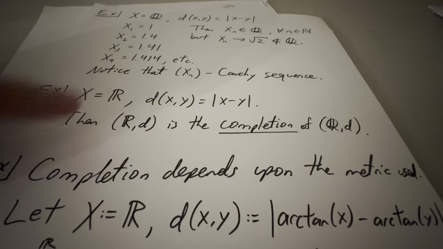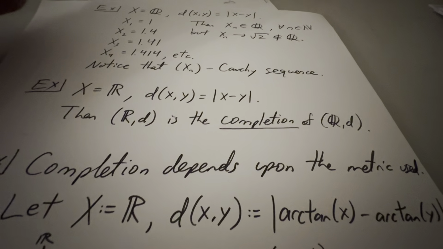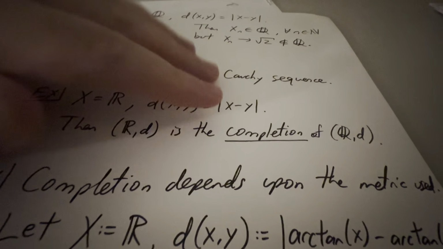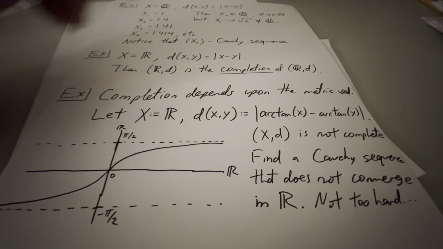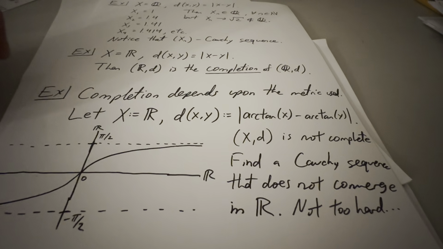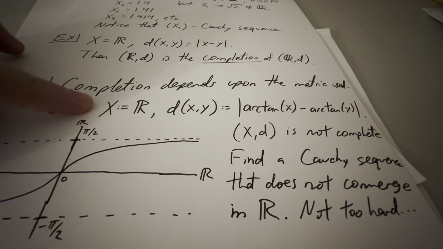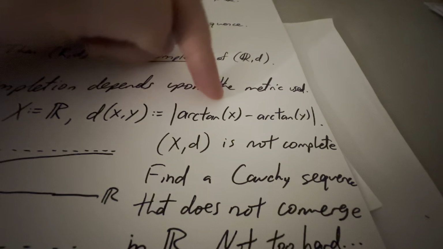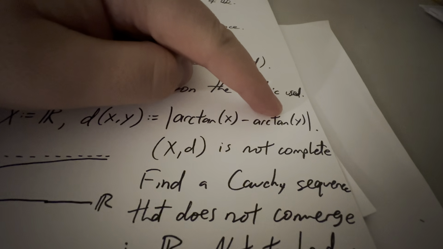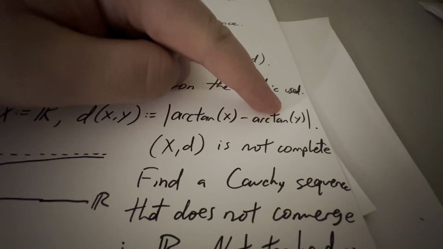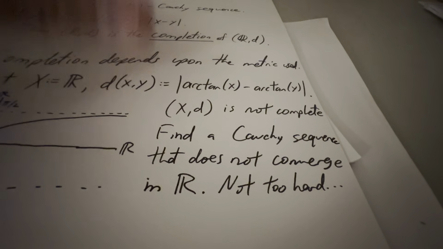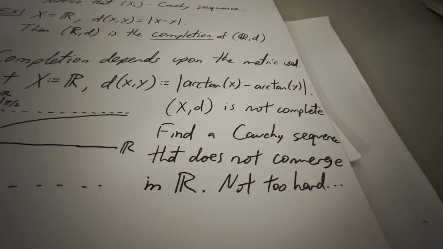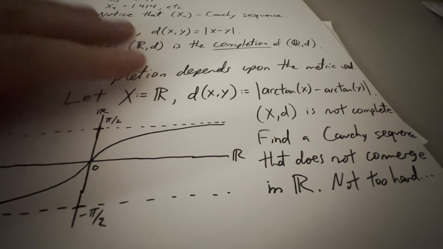However, this completion property is dependent upon the metric that's used. So yes, the real numbers are complete with this metric. If you change the metric, then you can make the metric space incomplete. If you let X be the real numbers and you define this funky distance as the absolute value of arctangent X minus arctangent Y, then this metric space is not complete. The way you can prove that is just find a Cauchy sequence that does not converge in the set of real numbers. This was an exercise from the textbook that I thought was kind of cute.